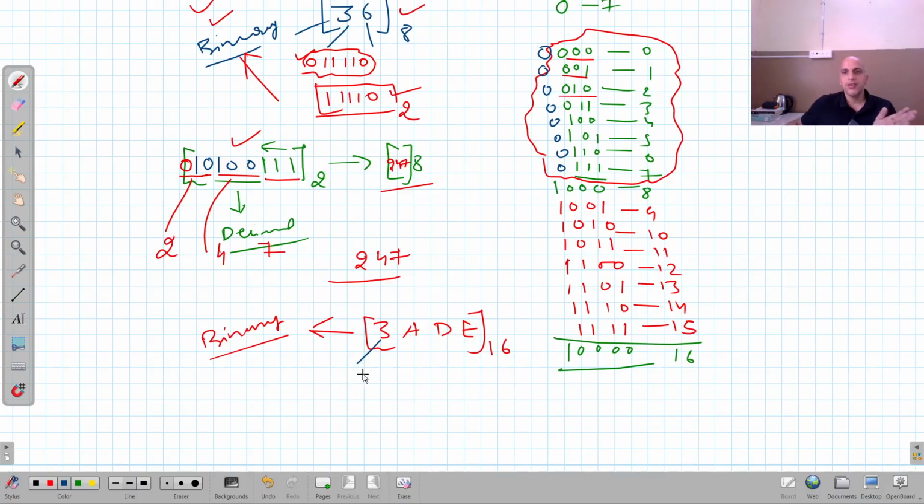3 means you can see here 0, 0, 1, 1. A corresponds to A, B, C, D, E, F. So A means 10, and 10 is represented as 1010. What is D? 13, 1101. What is E? 14, 1110.